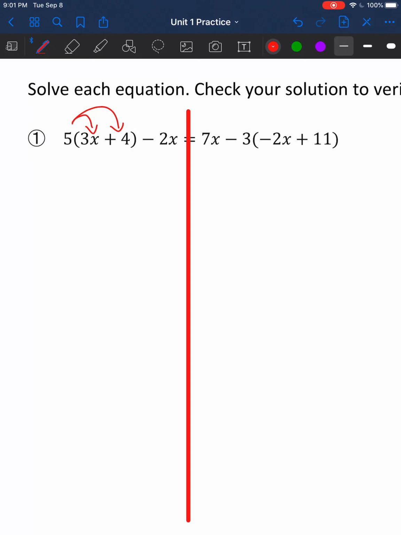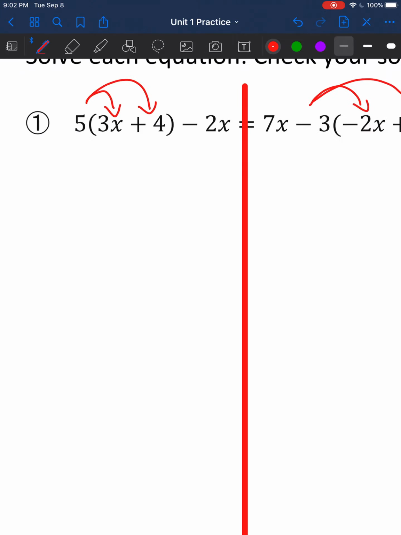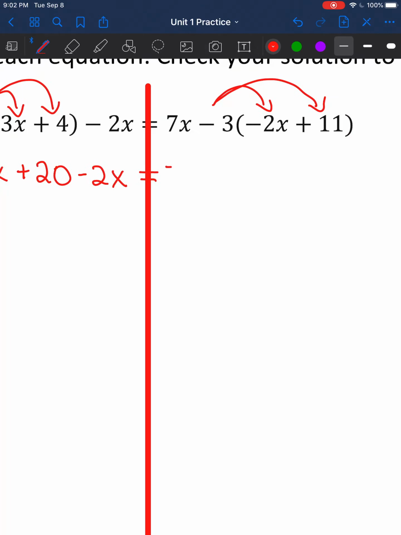The 5 needs to be distributed, and this -3 needs to be distributed. So once we do that, 5 times 3x is 15x. 5 times positive 4 is 20. And then I'm bringing down minus 2x. This will equal 7x comes down. -3 times -2x is positive 6x. And -3 times positive 11 is -33.